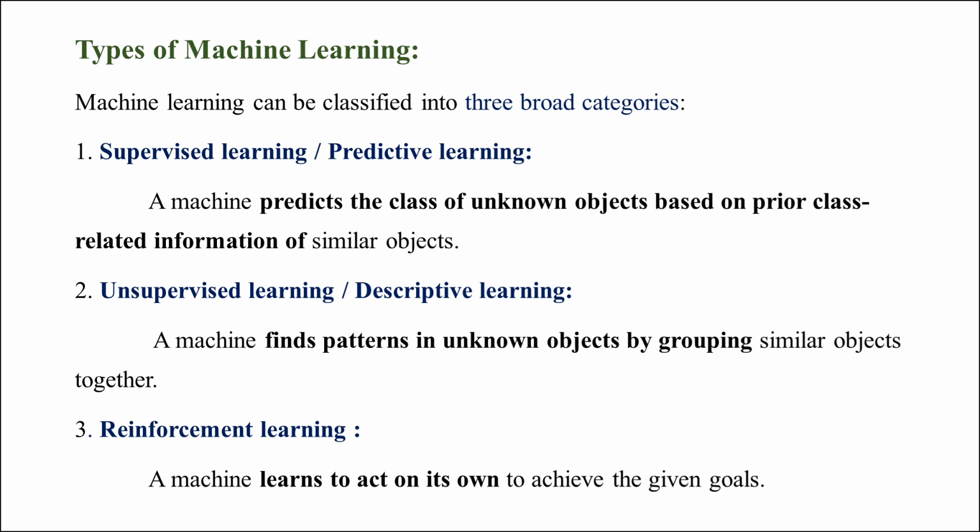Next one is types of machine learning. There are three types of machine learning. The first one is supervised learning, also known as predictive learning. Here, the machine can predict the class of an unknown object based on prior information from similar objects. Second one is unsupervised learning or descriptive learning. Here, the machine can find some patterns in unknown objects by grouping similar objects together. Third one is reinforcement learning. Here, the machine learns to act on its own to achieve the desired goal.